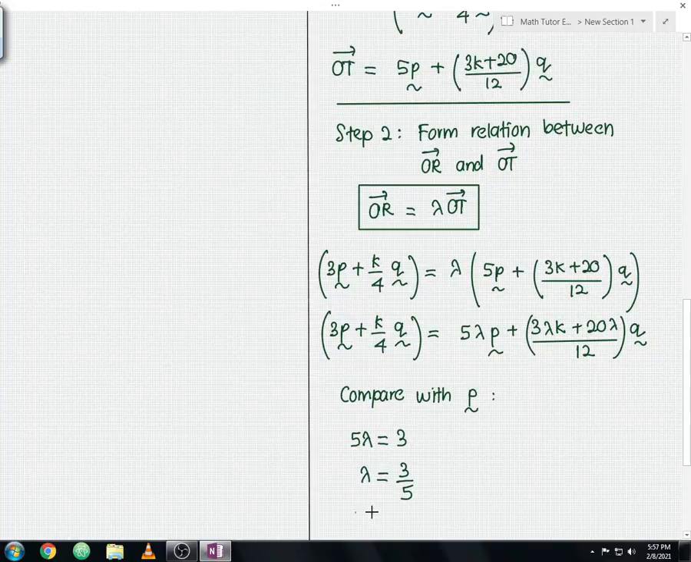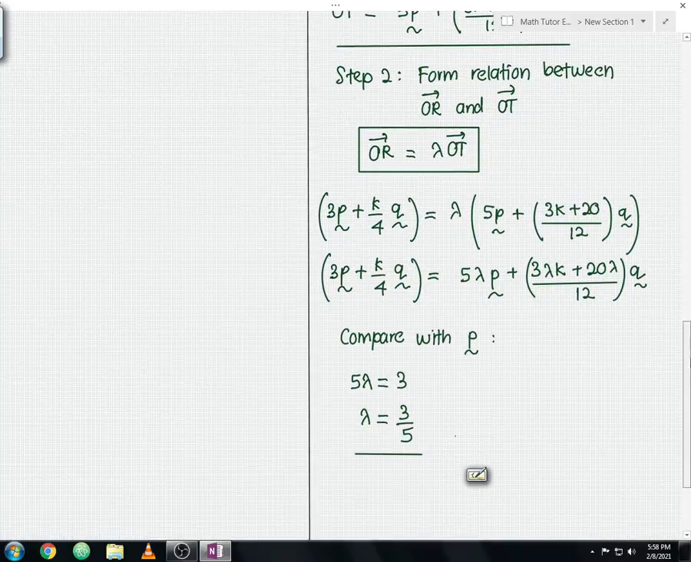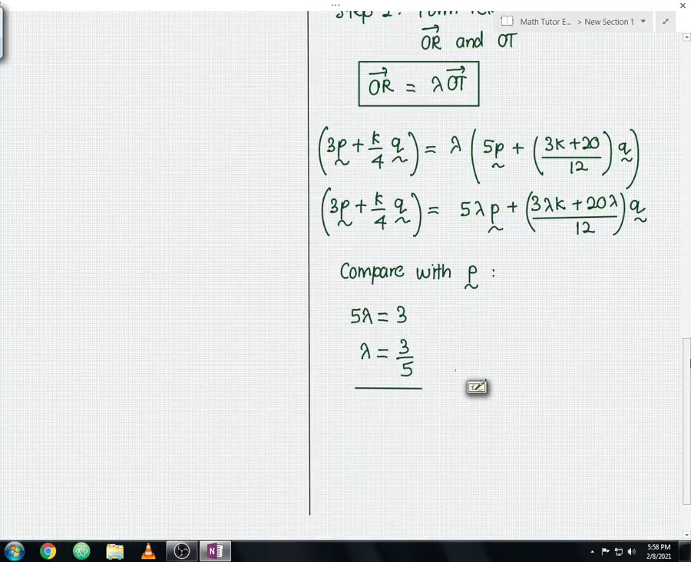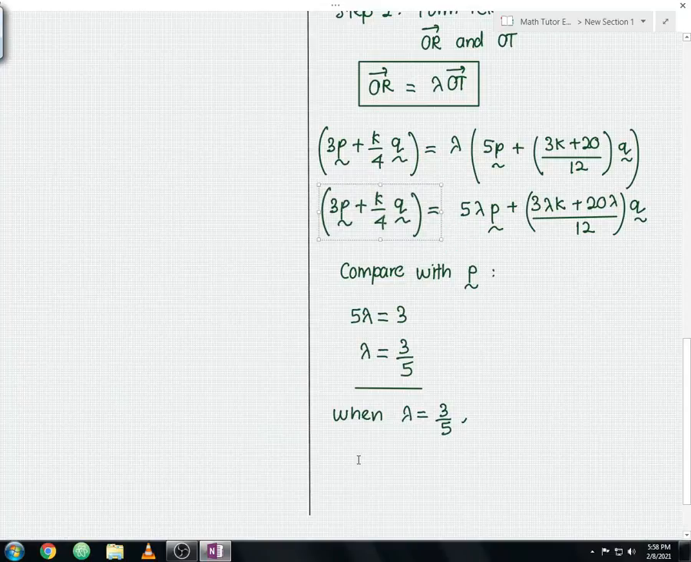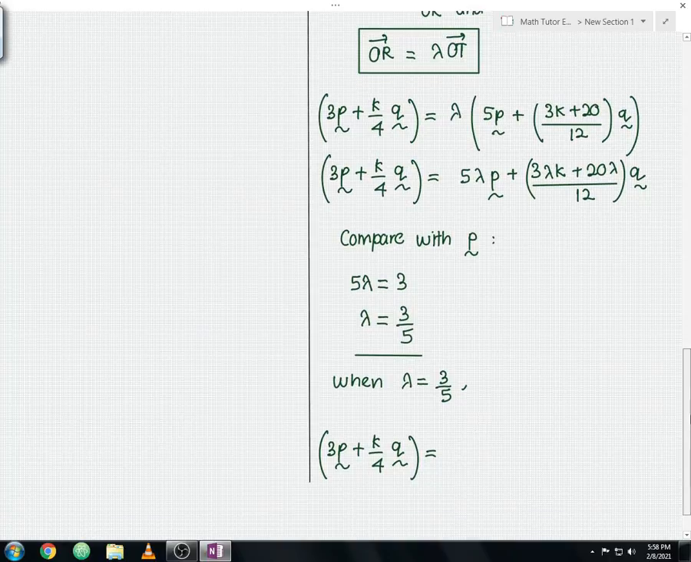Okay, but then this is not the final answer. You still need to find the value of k. Okay, so to find the value of k, you need to substitute this lambda value back into the equation here. So from here, let us continue our calculation. When lambda equals 3 over 5, okay, so from here, the left hand side still remains the same. So let me copy paste this. Okay, but then for the right hand side, there will be some new calculation. So please follow up with me.